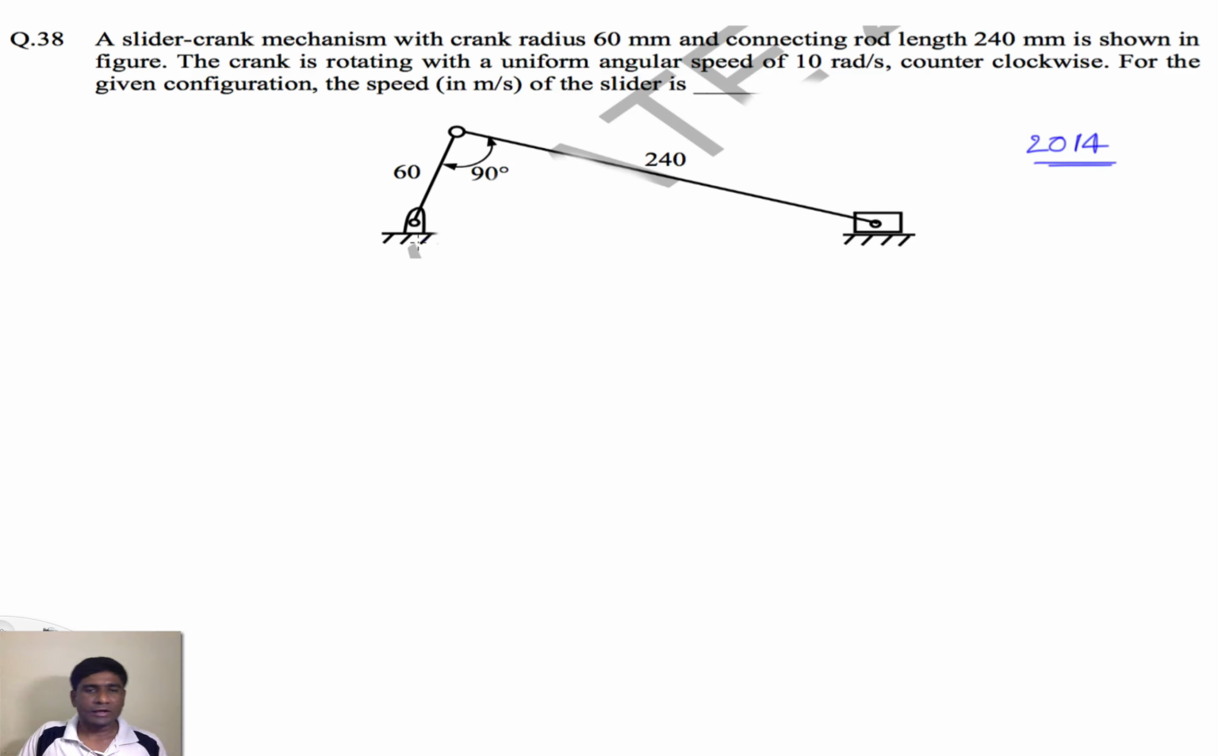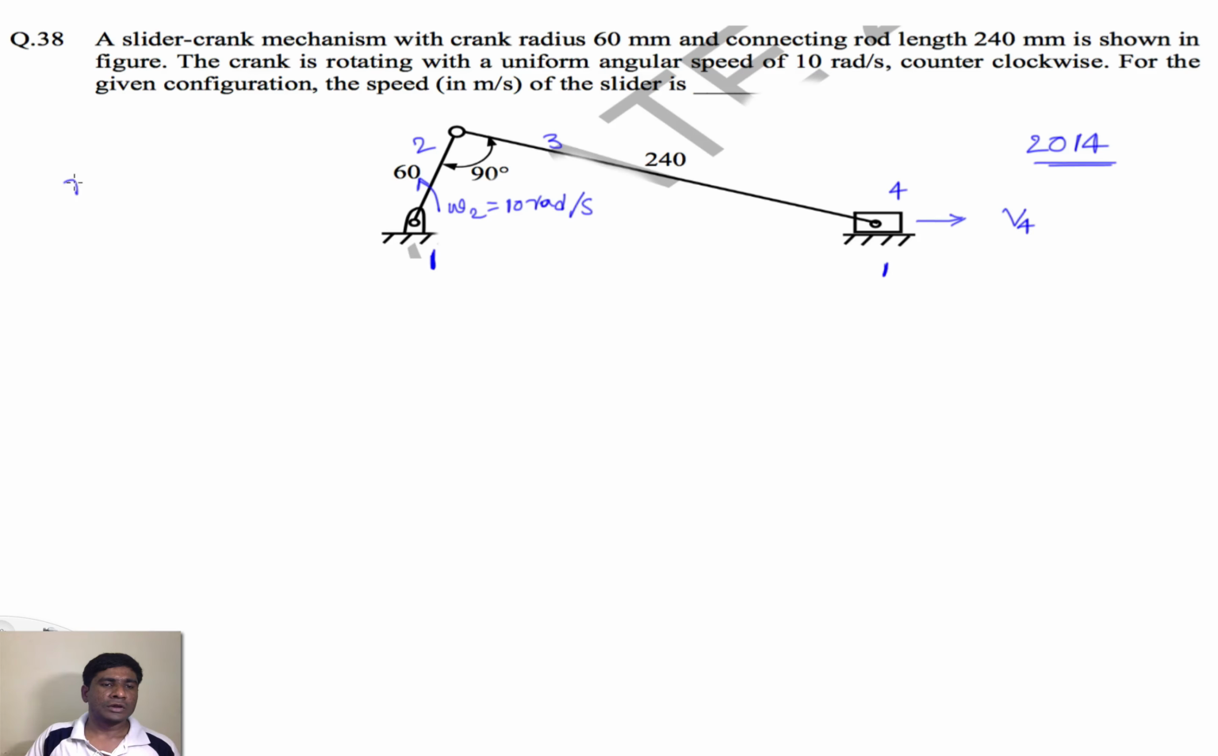This is a sliding crank mechanism. Let me first mark the links. This is link 1, this is link 2, 3 and 4. Dimensions of the different links are given, and the angular velocity of link 2 is also given: omega 2 equals 10 radians per second, moving in a counterclockwise direction. At this configuration, the speed of the slider has to be found out. That means V4, and it is going in this direction.